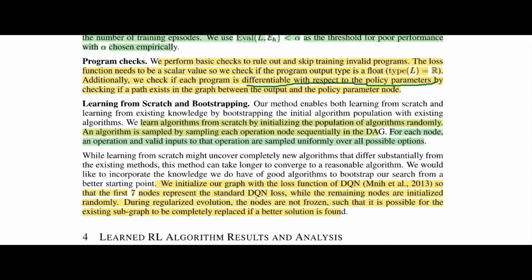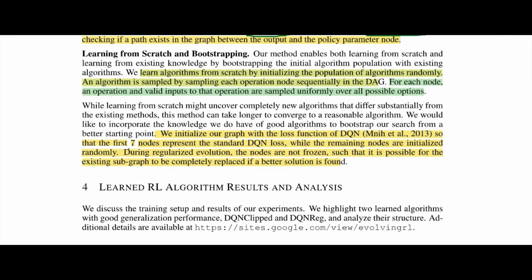So the first 7 nodes represent the standard DQN loss in their computation graph, which they start with when bootstrapping, while the remaining nodes are initialized randomly. And the interesting thing is that these 7 nodes are not frozen. It is not as if these 7 nodes can't be mutated. If the algorithm wants, it can entirely change these 7 nodes. It is just a template to start from a bootstrap.